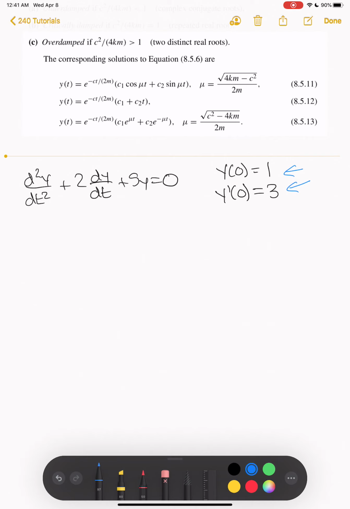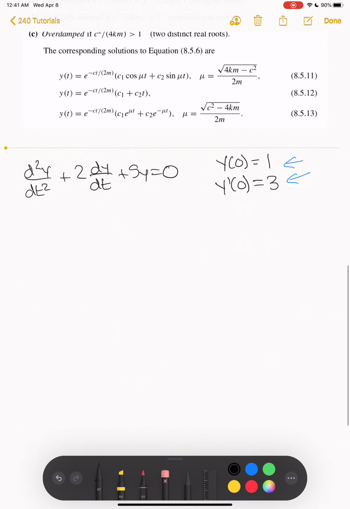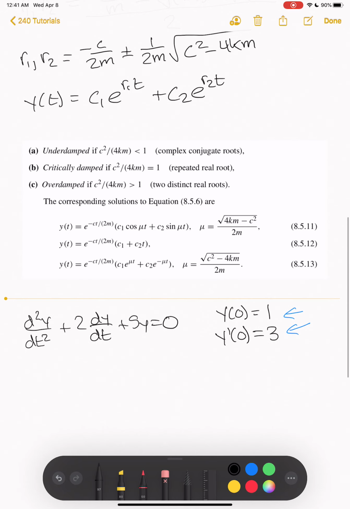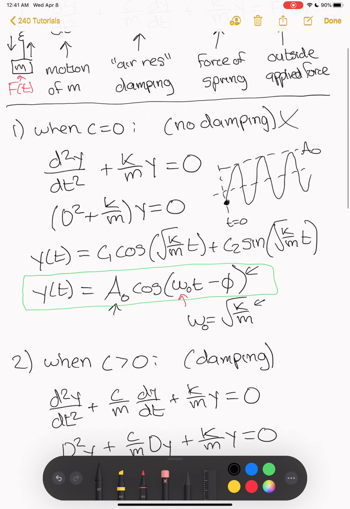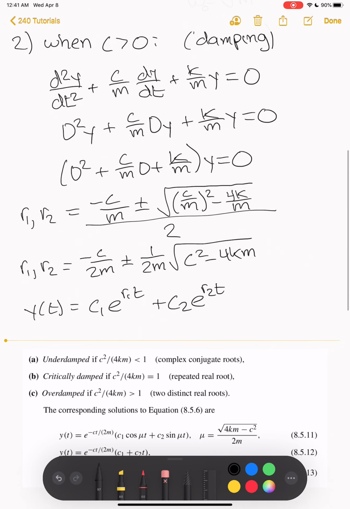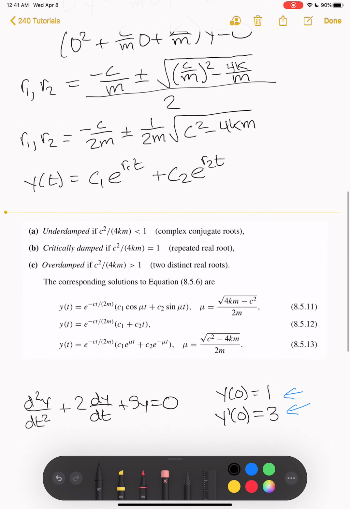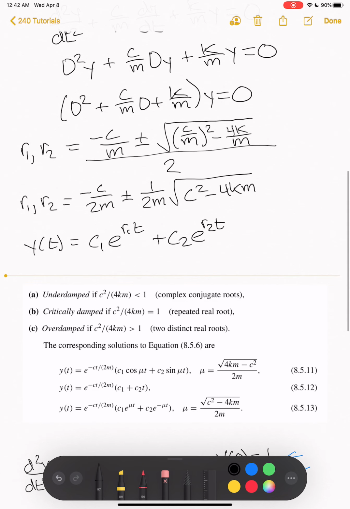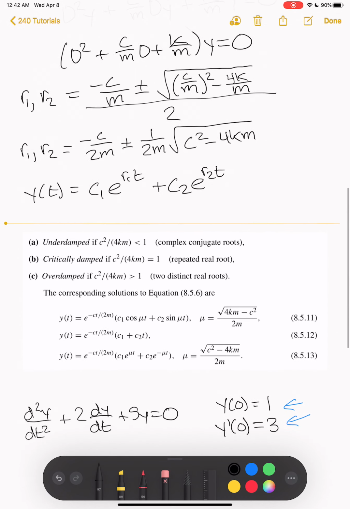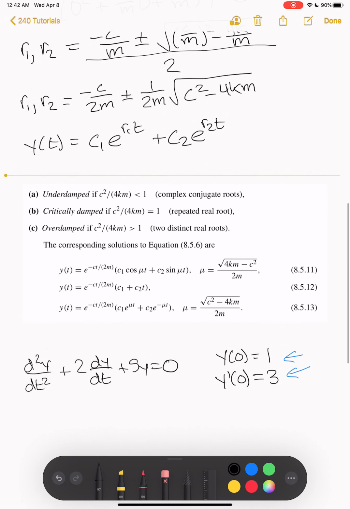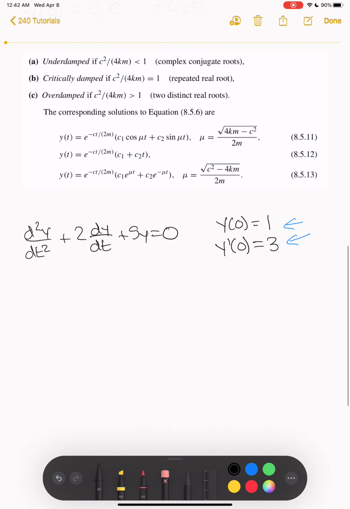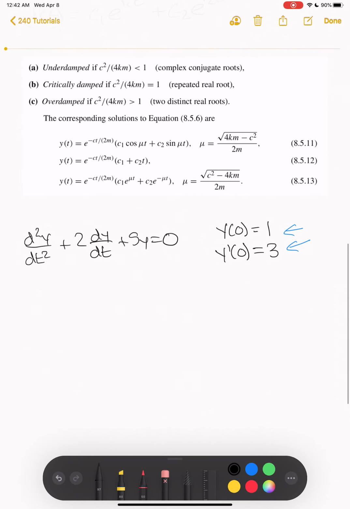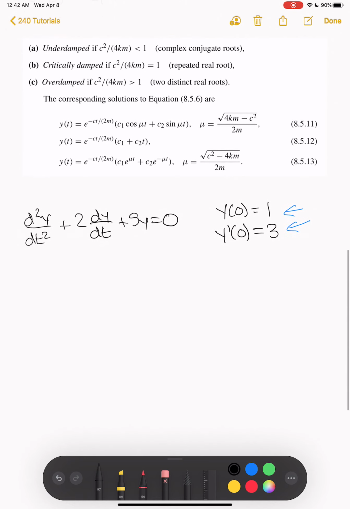Okay, so what do we have to do? Well, we have to determine which of these cases. First of all, C is not 0, right? So we have damping. And then I have to determine which case of damping I have. Do I have underdamping, critical damping, or overdamping? So to do that, I check the quantity c squared over 4km. That's the defining quality of the system.